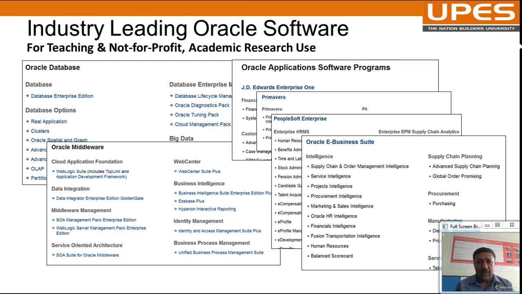So this is one of the main repositories for students. If you want to work on a different type of project or scenario, whether it's your database, programming language, or ERP solutions, Oracle is providing a lot of software for academic and research purposes.